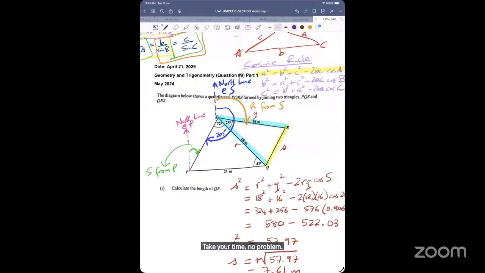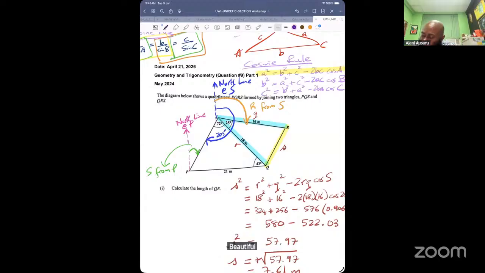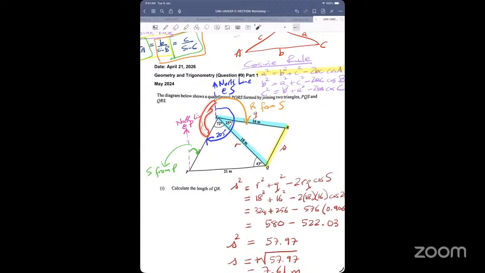Sir, S from P is on a straight line, which means it's 180. And you would minus the 205 from the 180 to get the 25. Beautiful. But okay, let's do it a more straightforward way. If this angle here is 205, do we know this angle here? What is this angle here? 155.